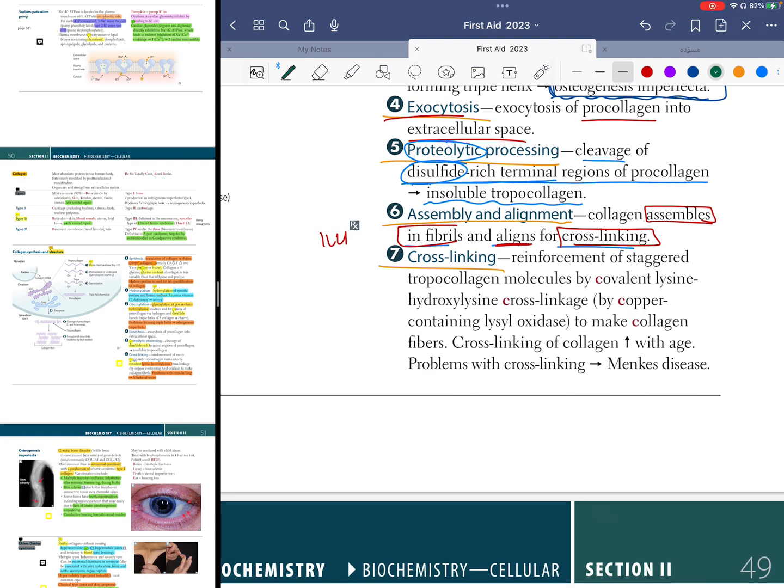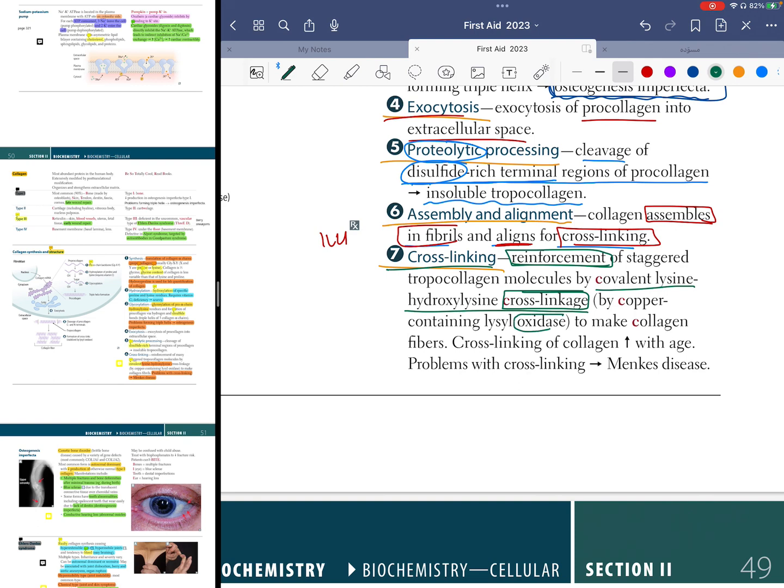Cross-linking: reinforcements of staggered tropocollagen molecules. Okay, so we do a reinforcement. This is a process of strengthening. That's the cross-linking, strengthening or reinforcement of what? Of the staggered tropocollagen molecules by covalent lysine, hydroxylysine cross-linkage. So we do this cross-linkage using the covalent lysine hydroxylysine by copper-containing lysyl oxidase.